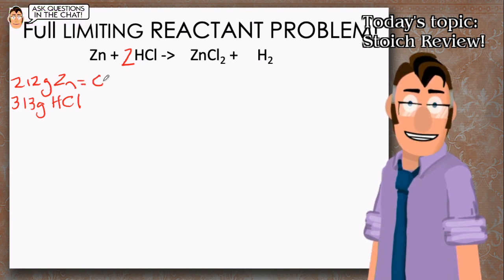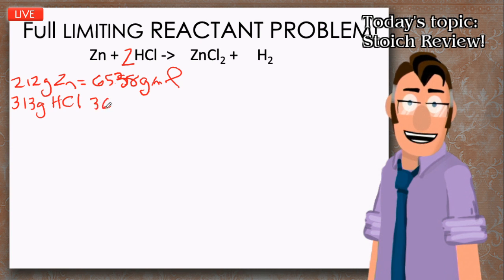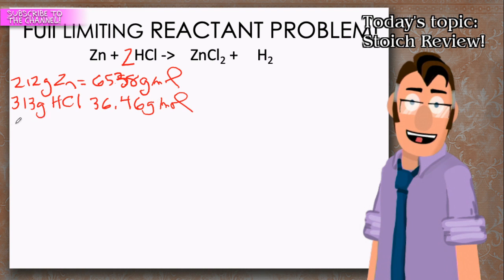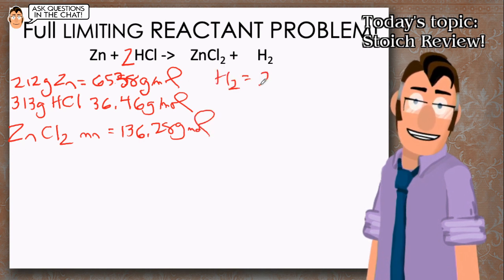Again, zinc's molar mass is going to be 65.38 grams per mole. HCl, again, you guys can do the work for this, but this is going to be 36.46 grams per mole. We did the zinc chloride, right? Its molar mass is going to be 136.28 grams per mole. And obviously diatomic hydrogen is going to be 2.02 grams per mole.